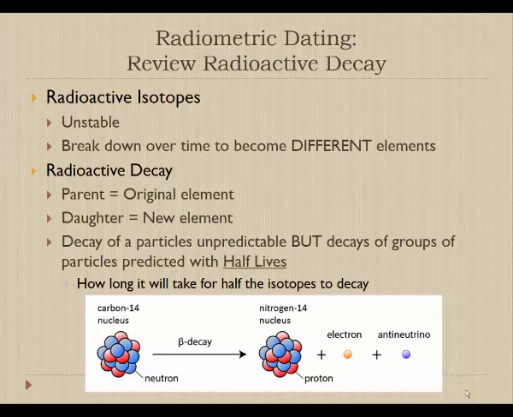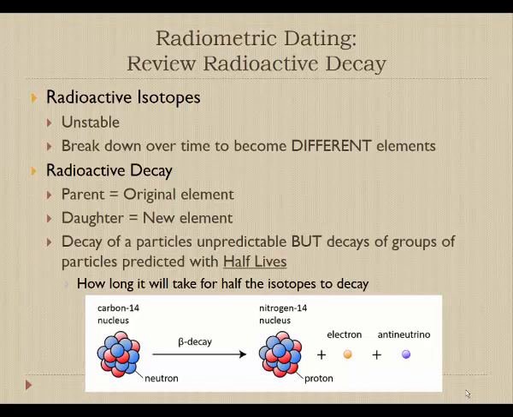But what is very helpful is that if we have a large group of radioactive isotopes all together, we can predict the rate at which a portion of the group of those elements will have transformed. And we use a process called half-lives to describe the rate of this transformation. What a half-life tells us is how long we would expect it to take for half of a group of radioactive isotopes to experience this decay process.